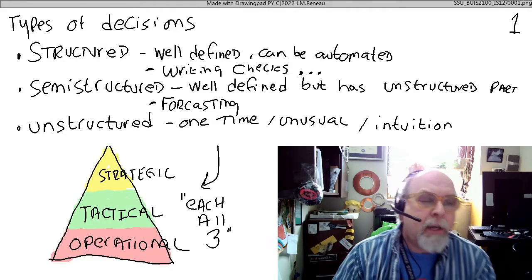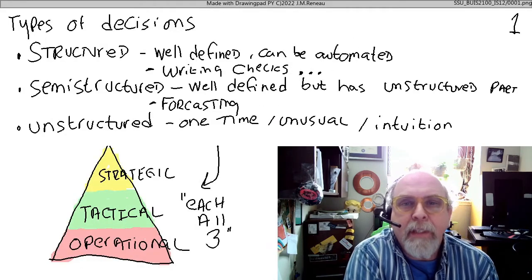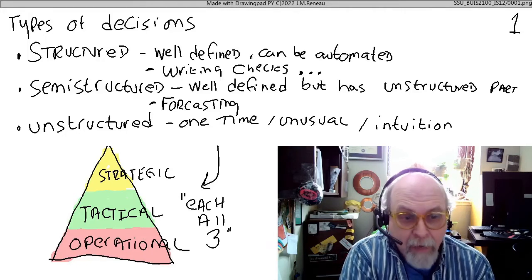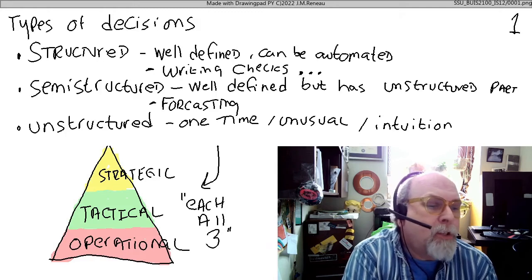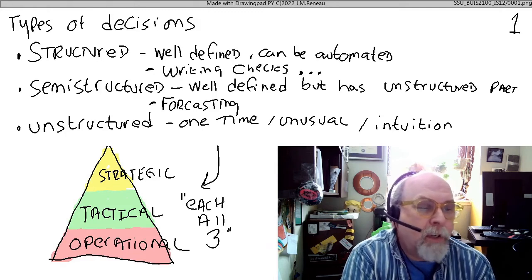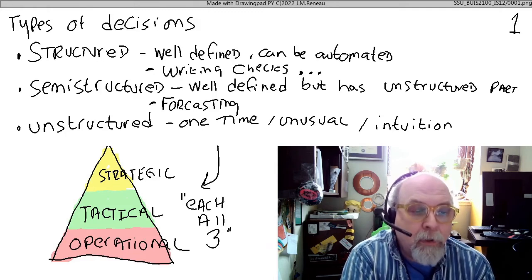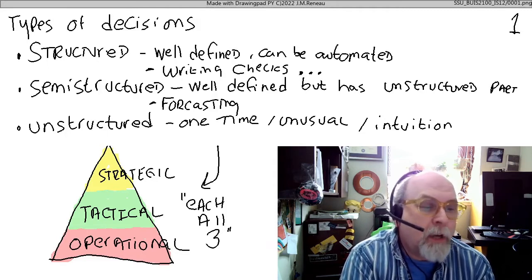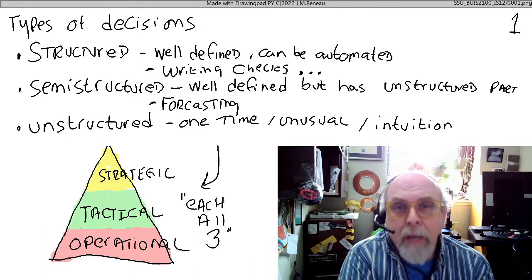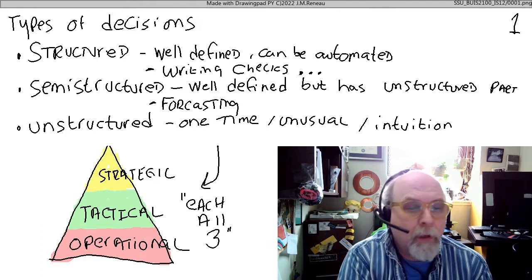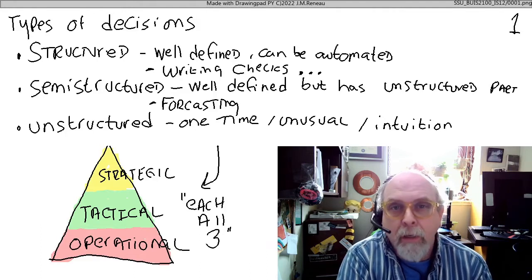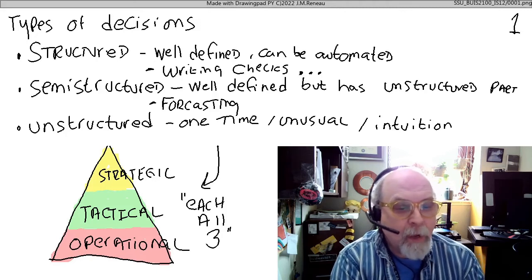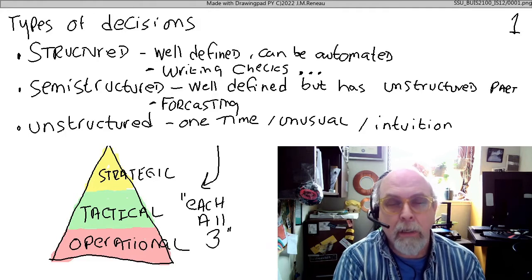Let's start by talking about types of decisions that we make in business, in life. The three general types of decisions are structured, semi-structured, and unstructured decisions. Let's start with the unstructured decisions. They're one time, they're unusual, they're intuition. You don't have any data that goes with it, you just make a decision.